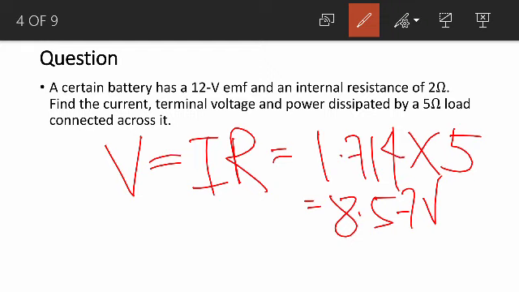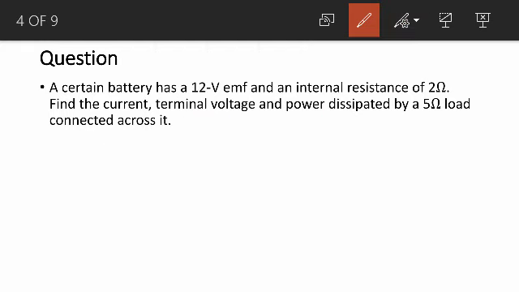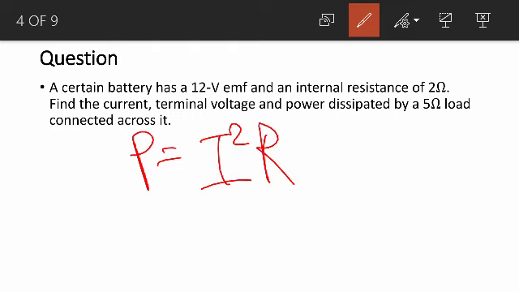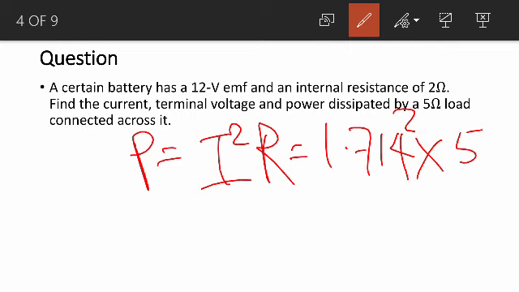Now the next is that we are asked to calculate the power dissipated by the 5 ohm resistor. We can calculate that in many ways. We can say that the power is equal to I squared R. We can use this since we know the current and we know the resistor. So that is going to be 1.714 squared times the load resistance, which is 5. And that is going to give us approximately 42.86 watts.